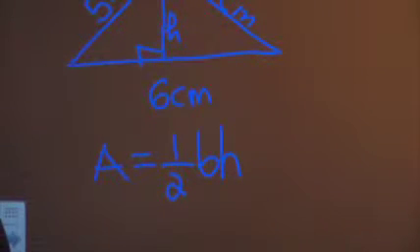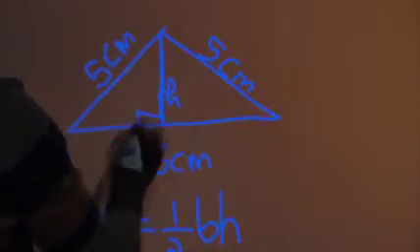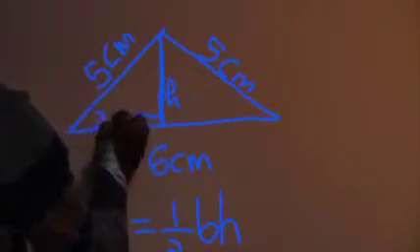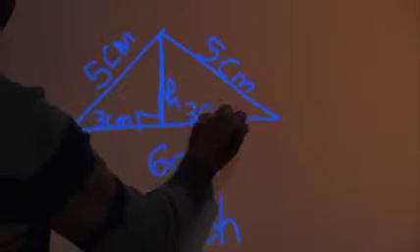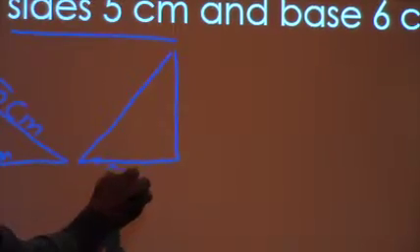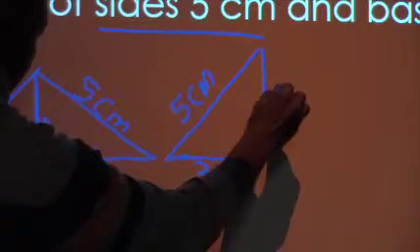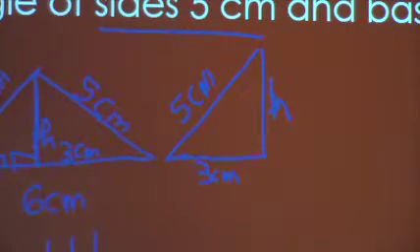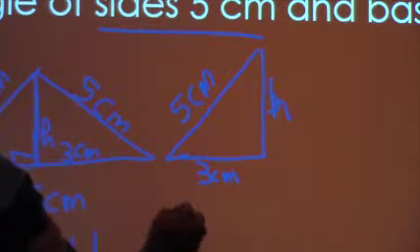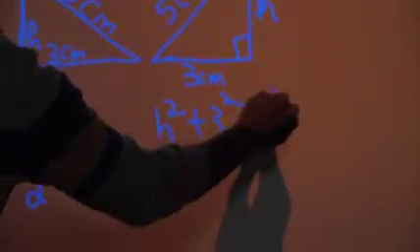Now, how then can we find h? Well, if this base is 6 centimeters and I run this line through here to form a right angle, these two ends will be equal. So this is going to be 3 centimeters and this is going to be 3 centimeters. Then let's take this component here of the larger triangle. This is going to be 3 centimeters, it's going to be 5 centimeters, and we need to know h. The legs here will be h and 3. So by the Pythagorean theorem, h squared plus 3 squared must be equal to 5 squared.